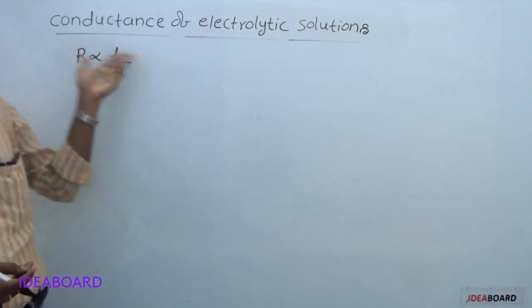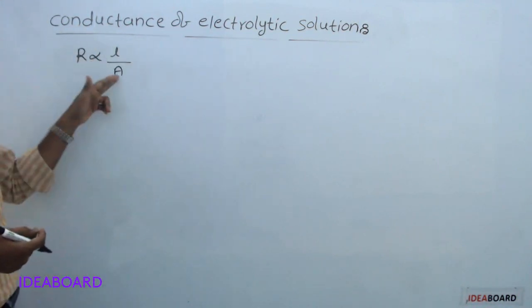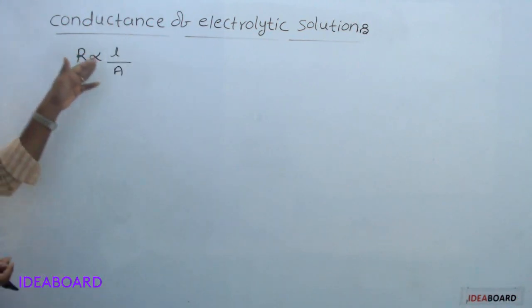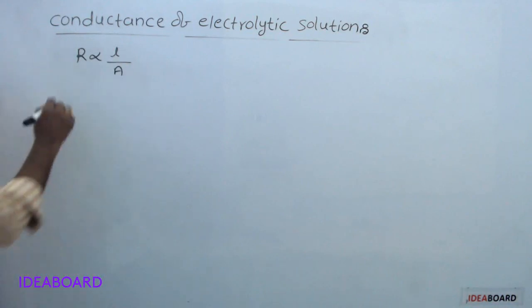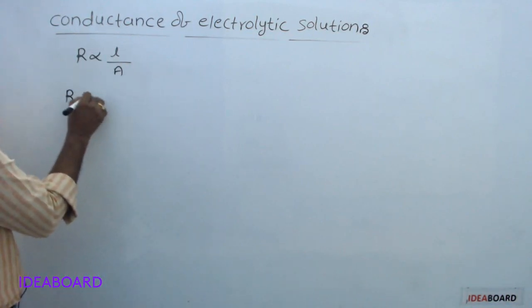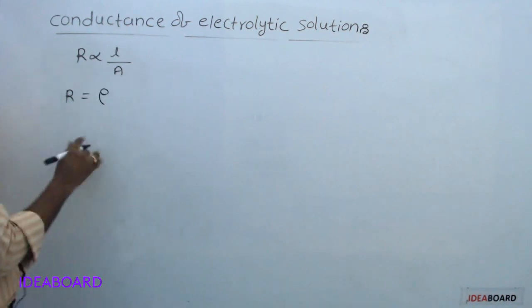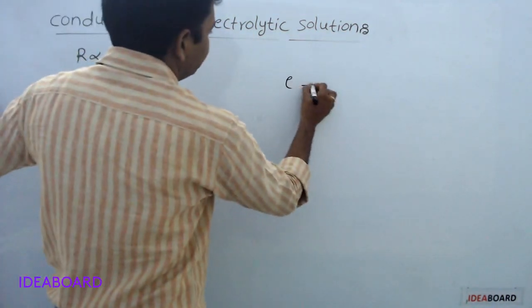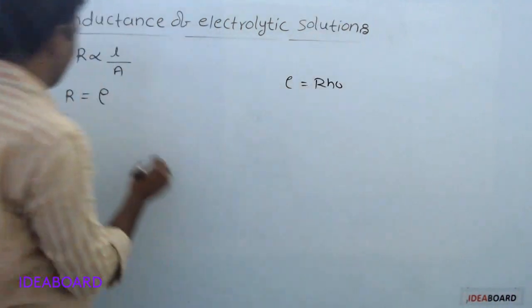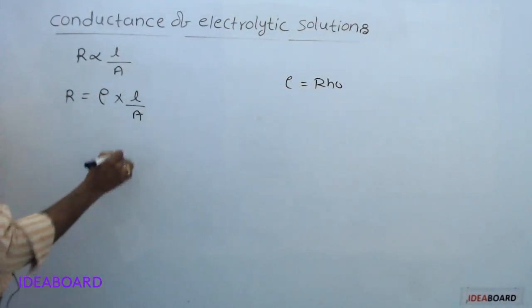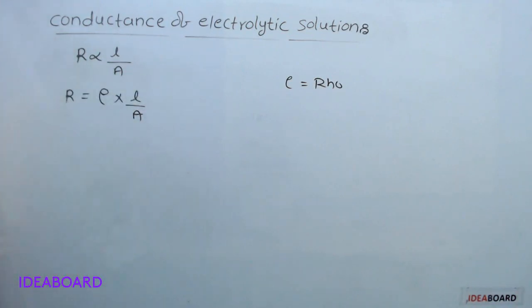L is length of the conductor. This A is area of cross section. R is directly proportional to L by A. R is equal to some proportionality constant, I am taking rho. R is equal to rho into L by A.